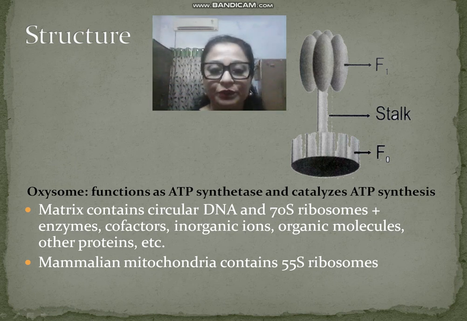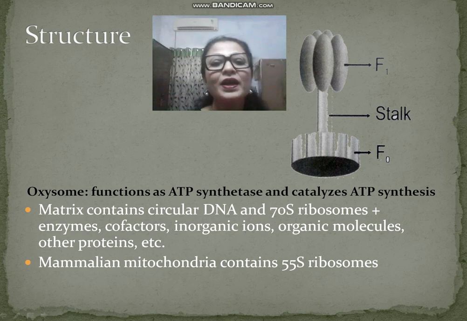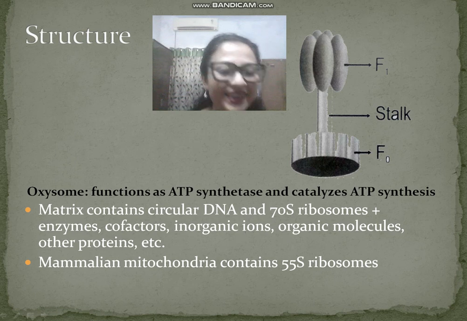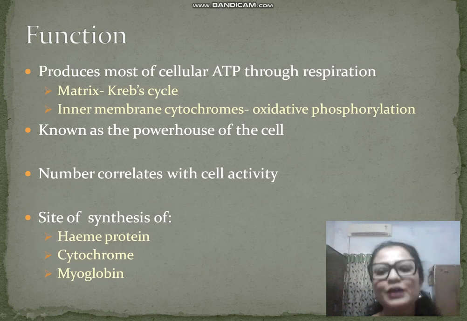There is an exception though. Mammalian mitochondria have 55S ribosomes. Some sort of evolution it seems. So remember this part, because this is a peculiarity again, and we almost always tend to remember the peculiarities, right? Okay, getting back to functions.